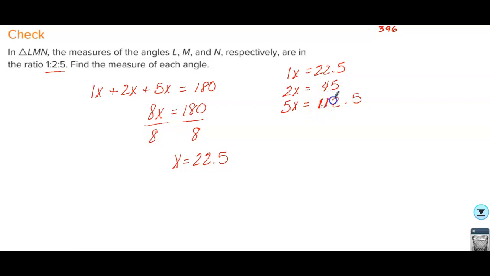That's not a decimal, this is 112.5. And if you add all those three together, you can check your work and see that it does, in fact, add up to 180.